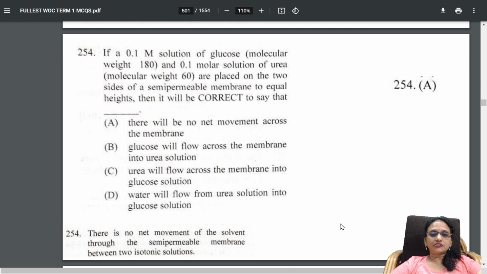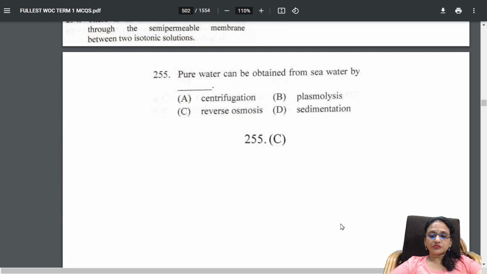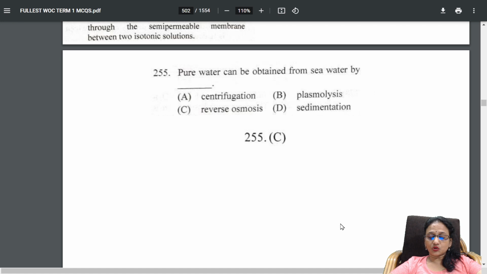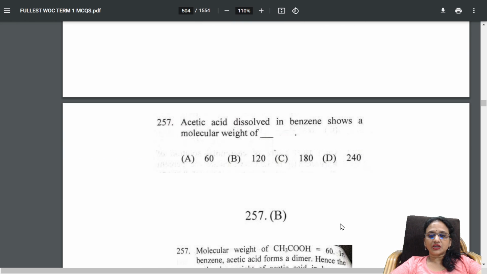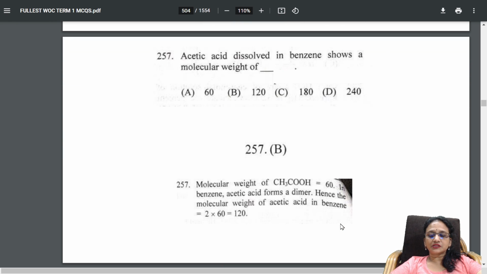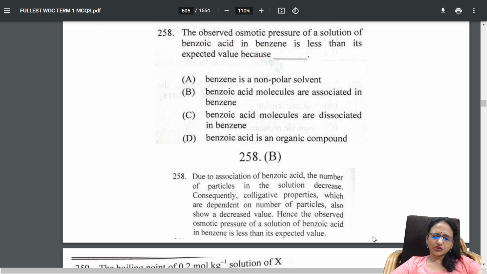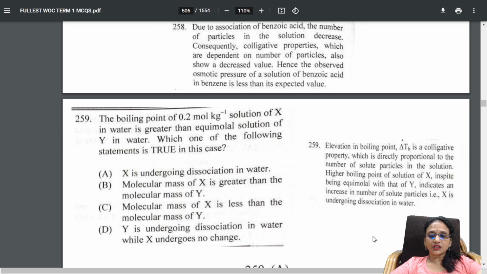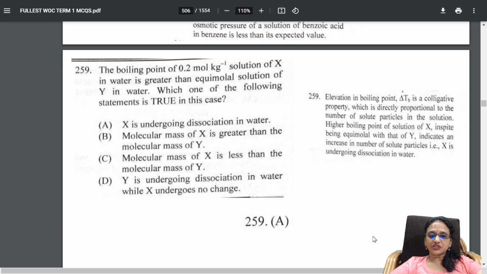Then comes correct statement and incorrect statement. So pure water, that's the RO concept. Abnormal molar masses is for state board students. This is also for the state board students. Their exams are also going on. So this is your association, dissociation of molecules, that is the Van 't Hoff factor. So basically, this is one question in elevation in boiling point.